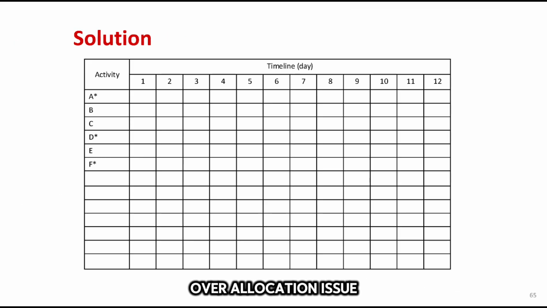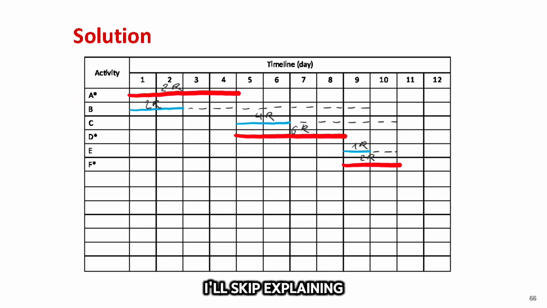To address the overallocation issue, we first develop a resource-loaded early start bar chart, which visually represents how resources are allocated across the project timeline. Since we've already covered this process in a previous video, I'll skip explaining how we obtain this resource-loaded schedule. Now, we need to calculate the resource demand for each day. Using the same process as in the first example, here's the result.